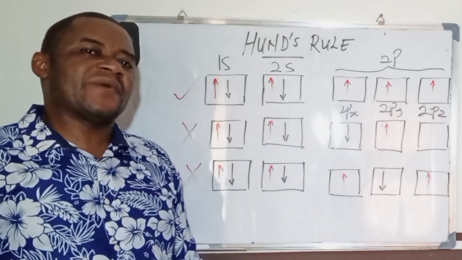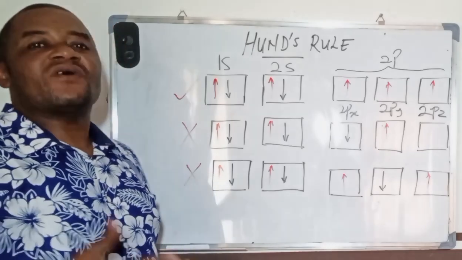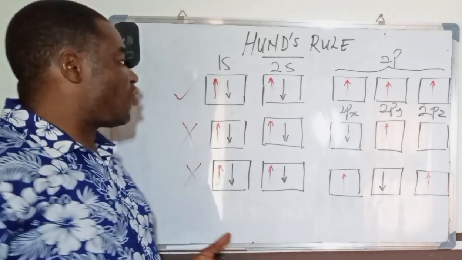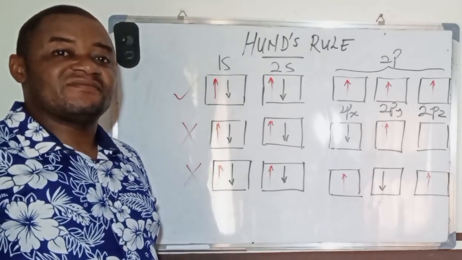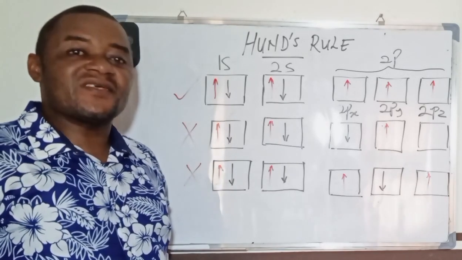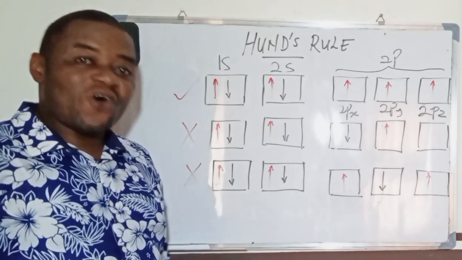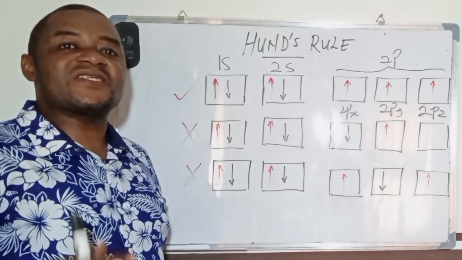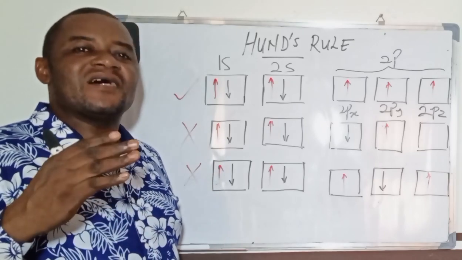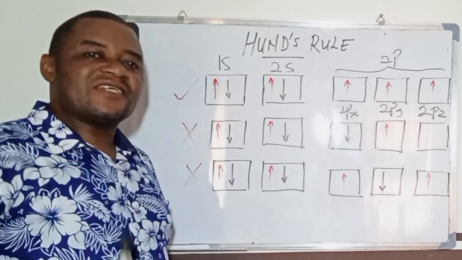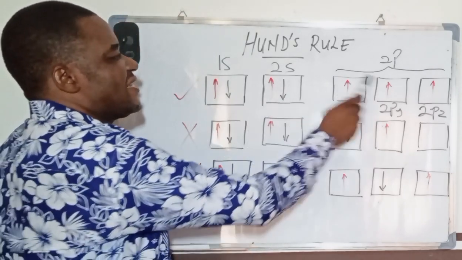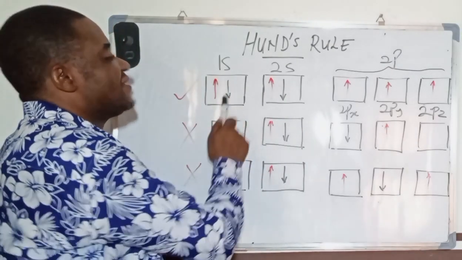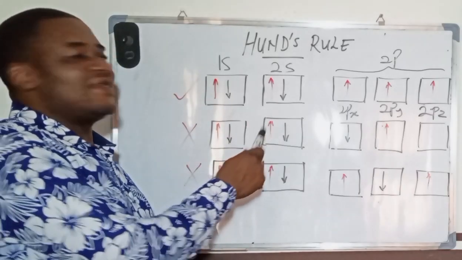But what does Hund's rule talk about? Hund's rule simply says this: for every orbital, especially degenerate orbitals, and what I mean by degenerate orbitals is simple: orbitals with the same energy. For degenerate orbitals, if you want to arrange electrons in there, you must first start with singly occupied arrangements. That is to say, electrons must fill these orbitals singly, one by one, before you now double. You cannot just arrange by doubling electrons first and then leave other orbitals empty.